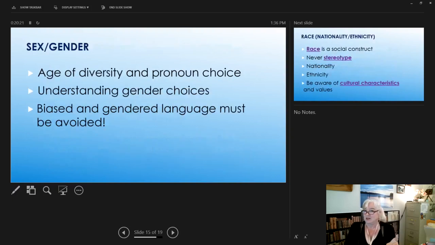Then, you need to know the sex or gender of your audience. Now, I say sex and gender because, as we know, that does not always correlate. We are in an age of diversity and pronoun choice, okay? We need to understand and accept that these differences exist. I happen to also agree with them. It doesn't bother me at all. Do what they want to do, I'll do what I want to do. We're all happy, right? But some people don't agree. Well, you don't have to agree as long as you can accept, all right? We have to understand that gender choices exist.